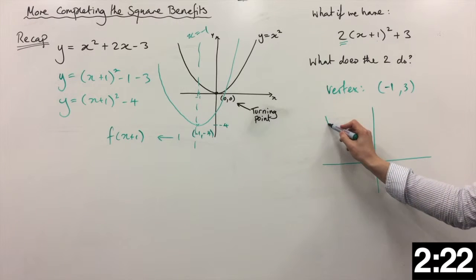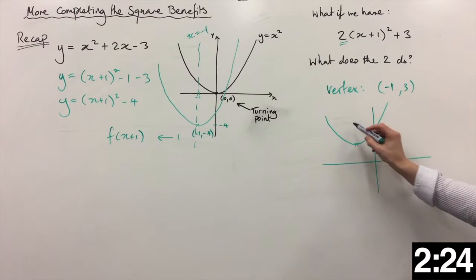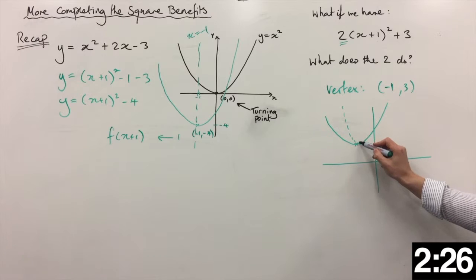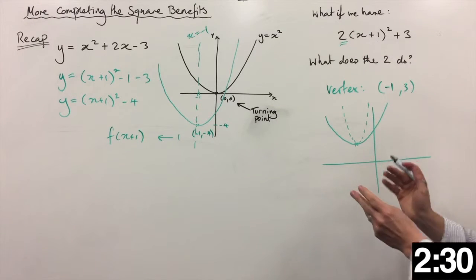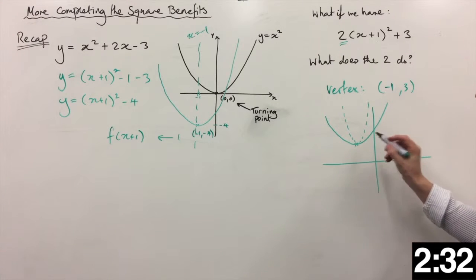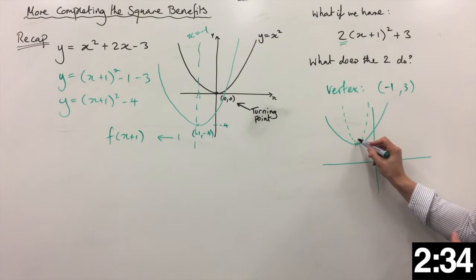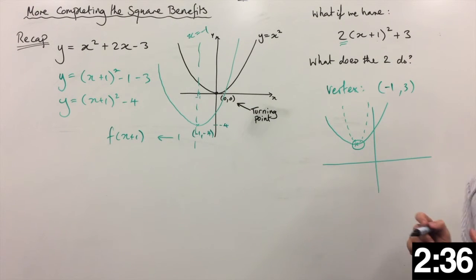Now, a standard graph may look like this, but that 2, all it does, so it appears that it gets to larger values quicker. So that's how you'll see the graph change. But when you are asked, what's the vertex become, you still use the same technique.